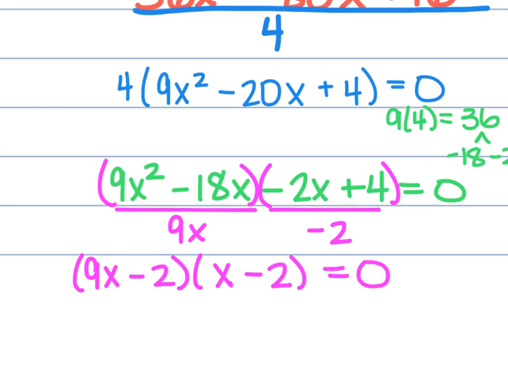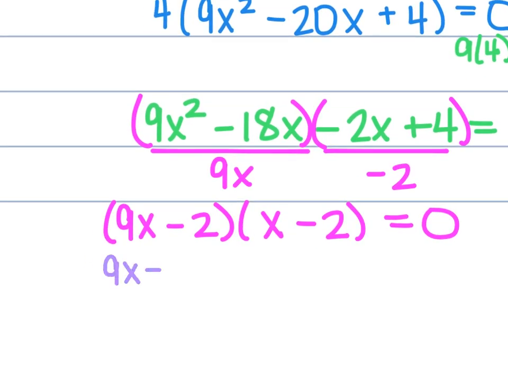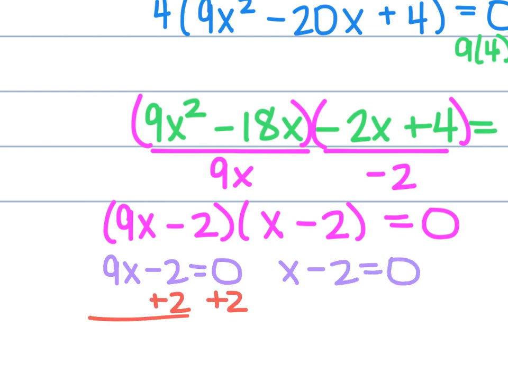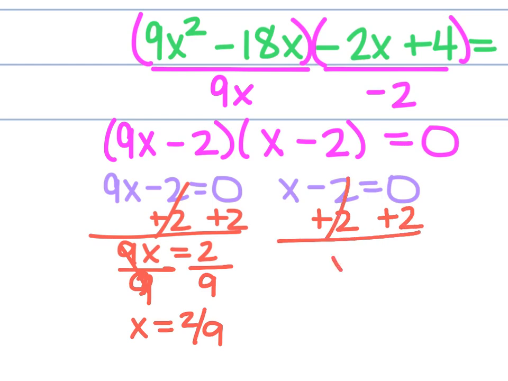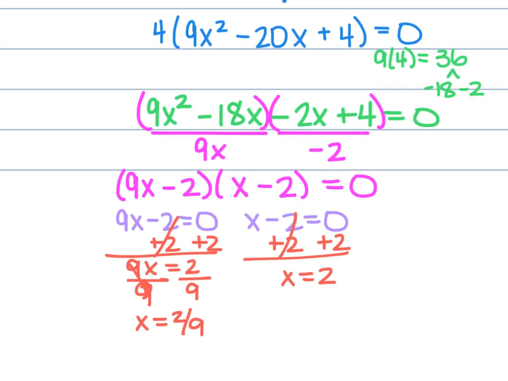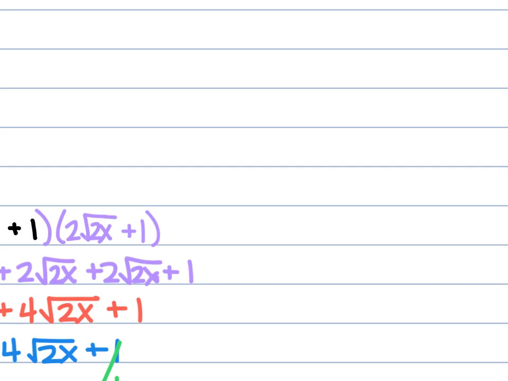From here, set each part equal to 0 and solve. So we're going to have 9x minus 2 is equal to 0, and x minus 2 is equal to 0. Add the 2, divide by 9. We're going to have x is equal to 2 over 9. With the other, add the 2. You just have x is equal to 2. So now, you got to check all of these. So, x is equal to 2 over 9, x is equal to 2. Let's try both.